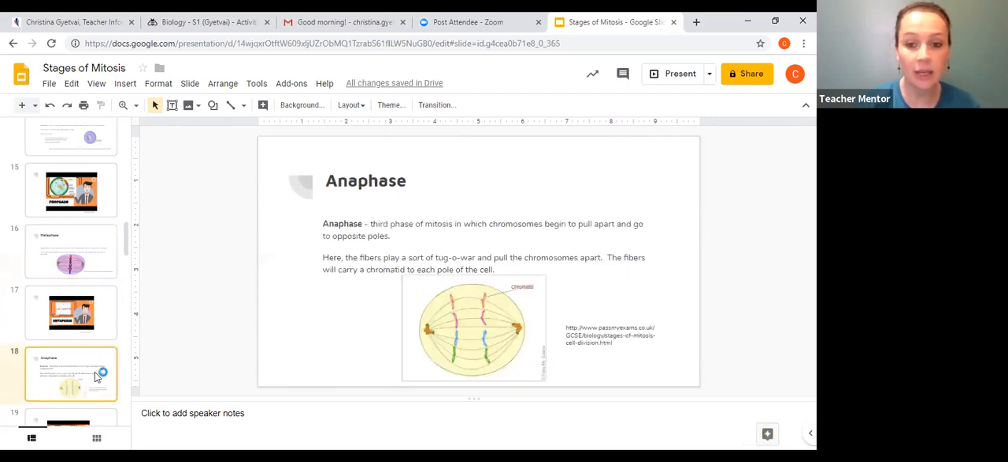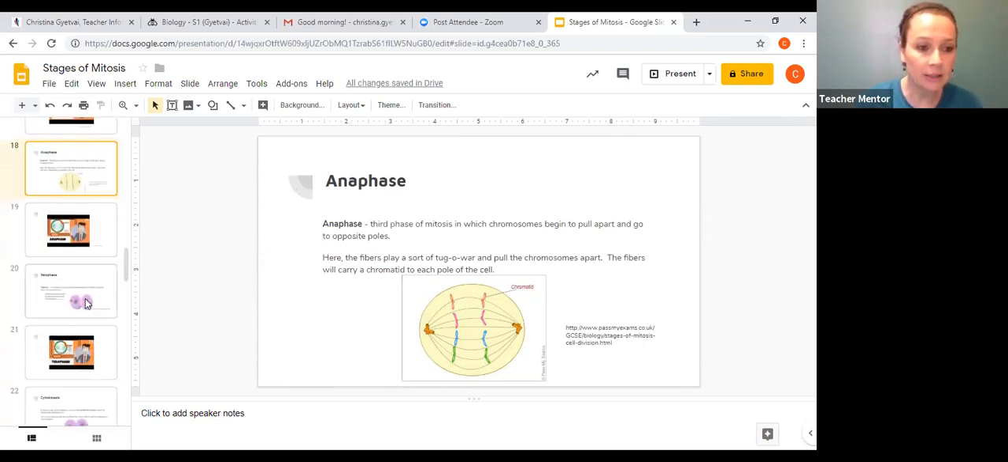Next, we have anaphase, okay? Anaphase, find out how many cells are in your onion cell, and then come back and say, I know that there are this amount of cells within the stage of anaphase because I can see that the chromosomes are beginning to be pulled apart to opposite poles. Okay, this is where those fibers pull, kind of like the tug of war.